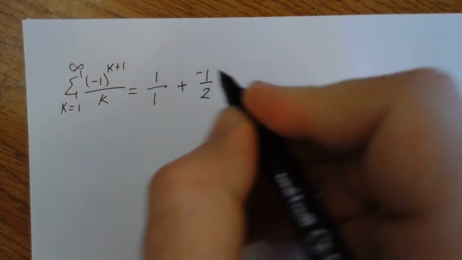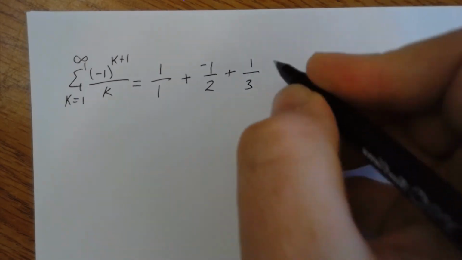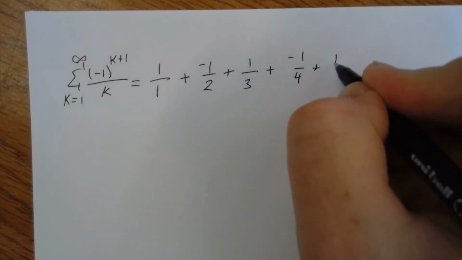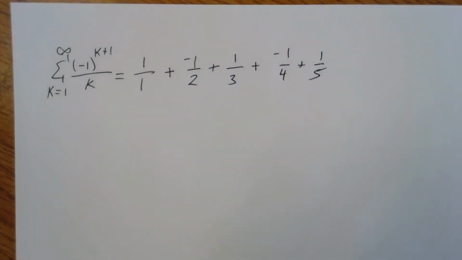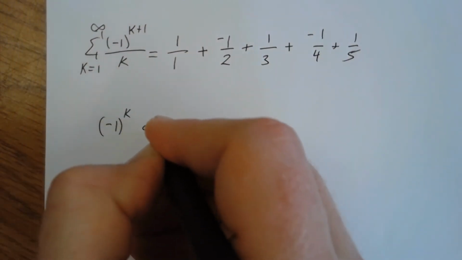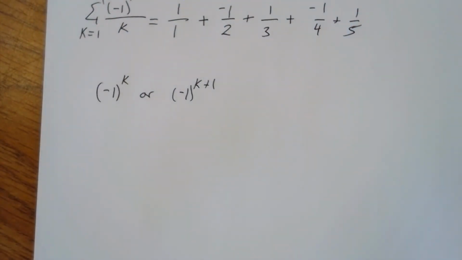The next one I'm going to add, and when I plug in 3, my top value is now going to be positive again, and I'm going to have 3 in the denominator, and then plus again a negative 1/4, and so on and so forth. This is going to simply alternate back and forth, where I'm positive, negative, positive, negative, and so on. Every series that has some form of negative 1 to the power of k or negative 1 to the power of k plus 1 is going to be some example of an alternating series.